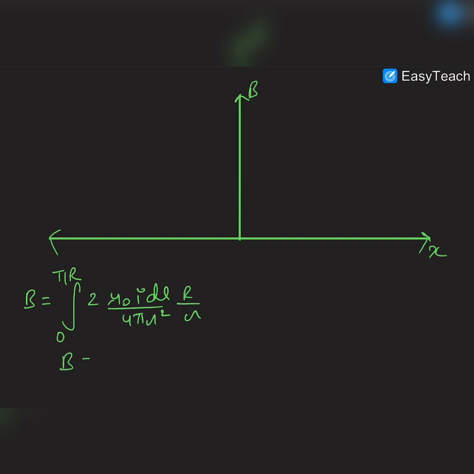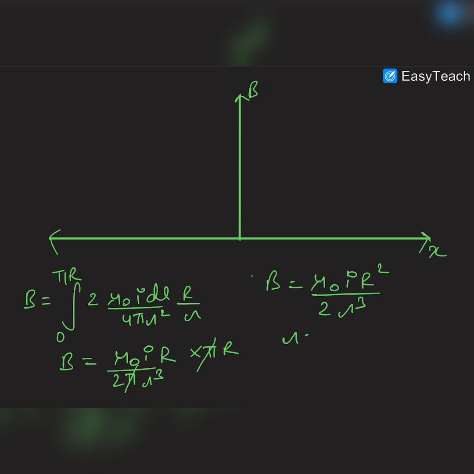So B net will be equal to mu naught I by 2 pi r cube and r, and integration of dl is L, and applying the limits it would be pi r. So the final expression of B will be mu naught I r square by 2 r cube.